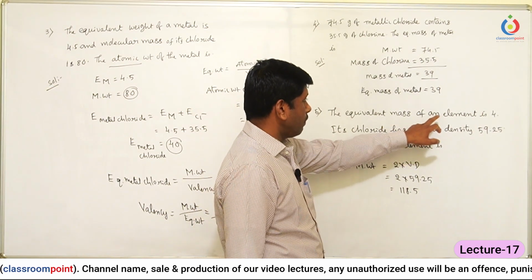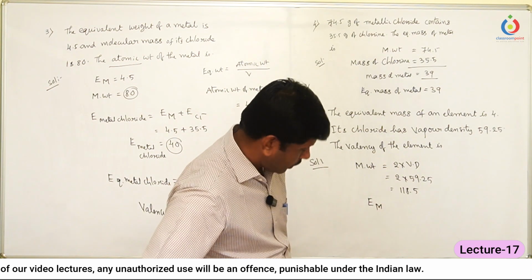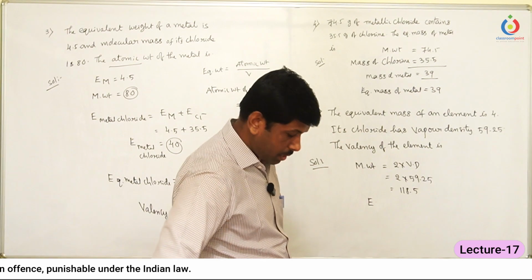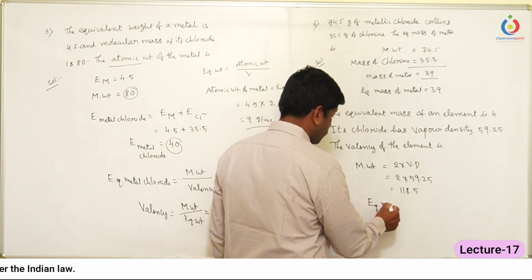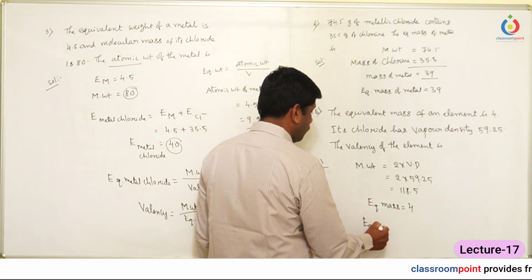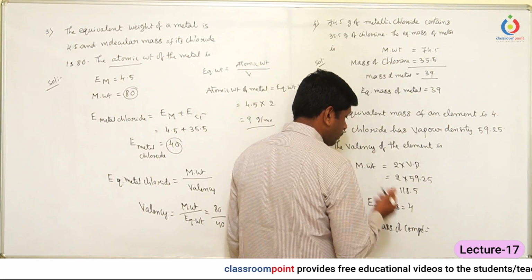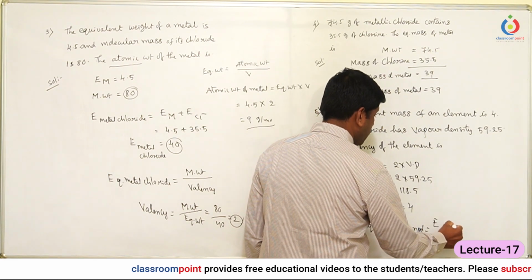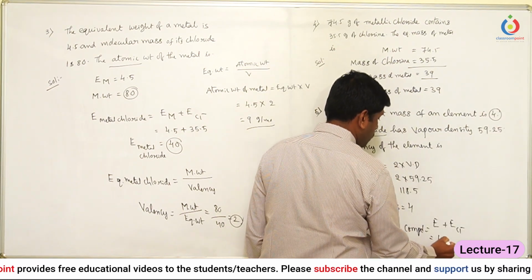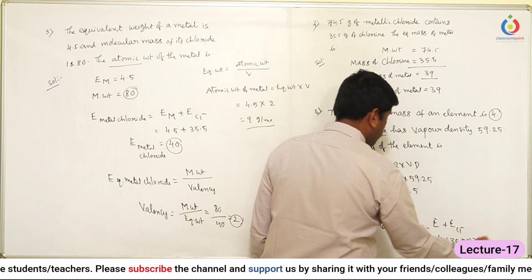And equivalent mass of the element is given. I am taking it as a metal, but they did not say anything about the metal, so let us take the equivalent mass. That value is equal to 4. Equivalent mass of the compound equals equivalent mass of the element plus equivalent mass of the Cl minus, because they said chloride. Equivalent mass of the element is 4 plus equivalent mass of the chloride is 35.5, that is equal to 39.5.